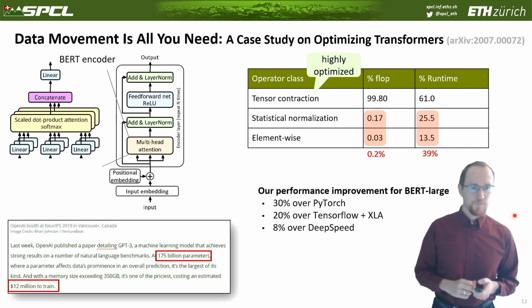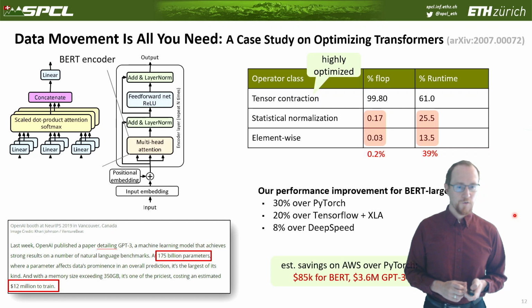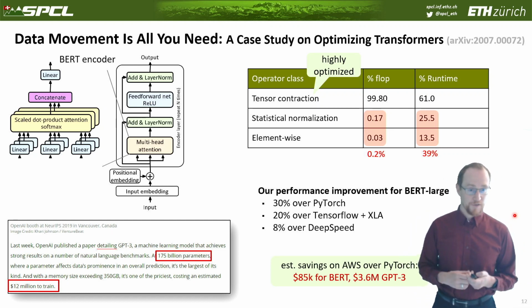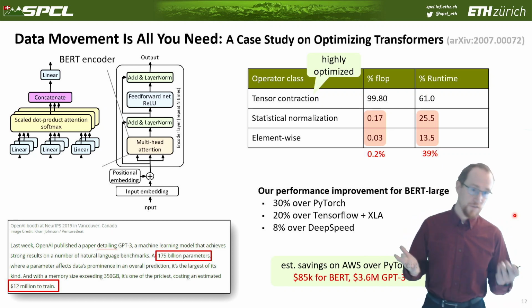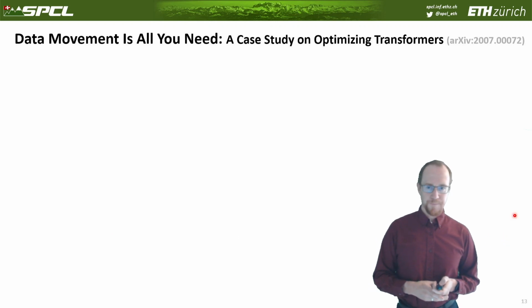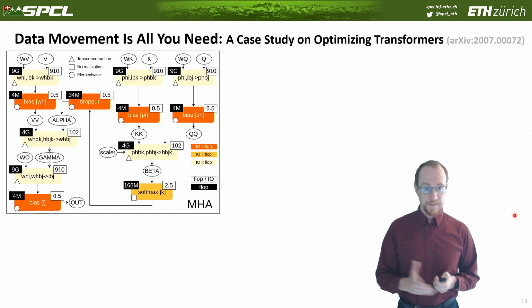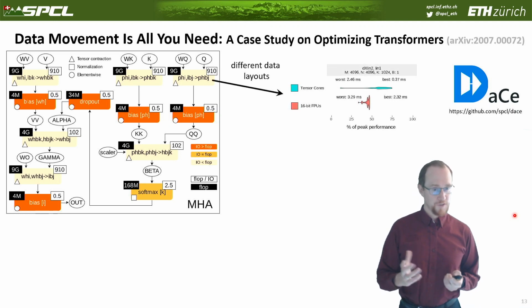And with our data movement-centric optimization, we achieved a 30% speed up over PyTorch, which translates immediately into a $3.6 million savings for GPT-3 training, or if you have a smaller network on the AWS cloud, about $85,000 for BERT, which is still a significant savings. So how did we do this? Well, we looked at the particular structure of the data flow of this network. We used the data-centric parallel programming framework that we're developing in the lab, which is available on GitHub, as you can see on the top right.